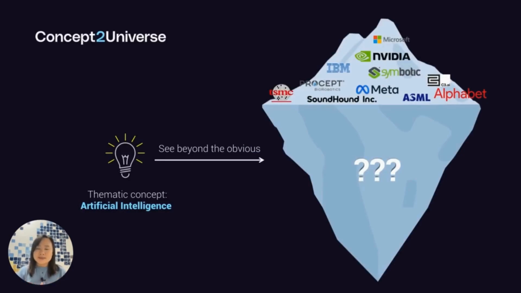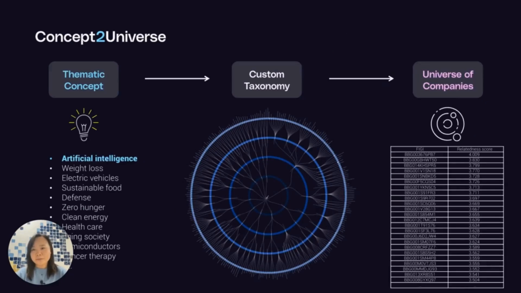It translates thematic concepts, for example, AI and AI beneficiary, into a universe of investable relevant securities, allowing you to see beyond the obvious names quickly and accurately. So given a concept, the C2U model provides you with a customized taxonomy of all themes relevant to your concept, and a universe of companies, each with a relevance score, so that you can evaluate your existing portfolios or launch new thematic portfolios quickly and reliably.